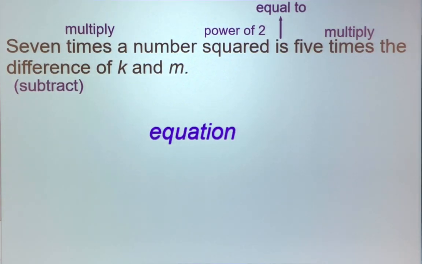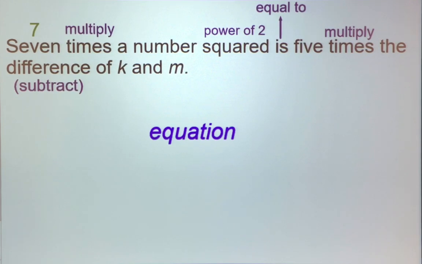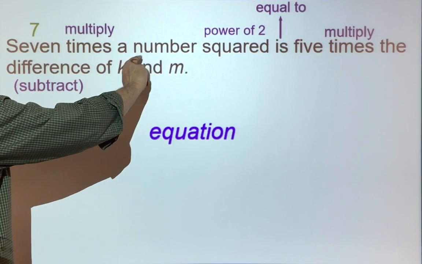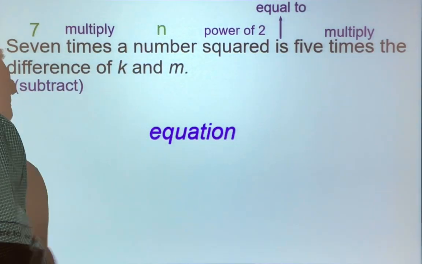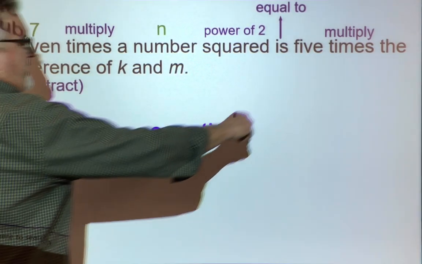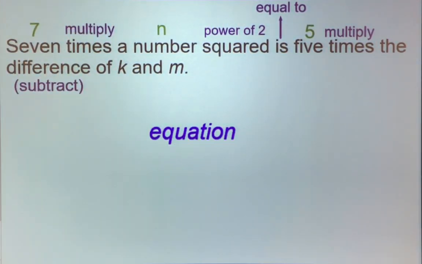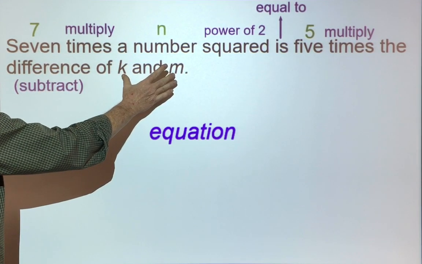All right? Now let's go back through there and identify any numbers or variables. Well, the word 7 is the number 7. It's given us a number, but it's not given us a number, so it's an unknown number. Let's give it a variable. They've already used k and m, so let's use the letter n. Here's the word 5, so we've got the number 5. When it says the difference of, it means to subtract these two things, okay?